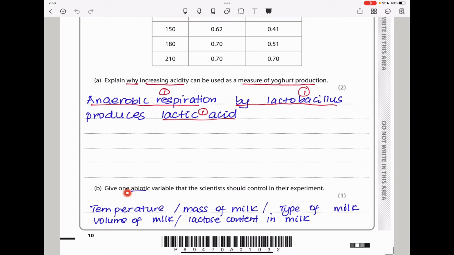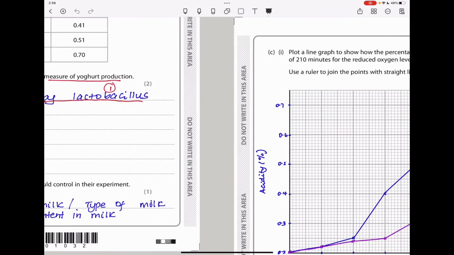The next part says give one abiotic variable that the scientists should control in their experiment. And remember, this is abiotic, meaning non-living variable. Since this is an experiment carried out using microorganisms, we need to control temperature because they have enzymes within them. We can also control the mass of the milk, the type of milk used, the volume of milk, the lactose content in the milk as well. Any one of these, you will get the mark you're looking for. So let me continue to the next page.